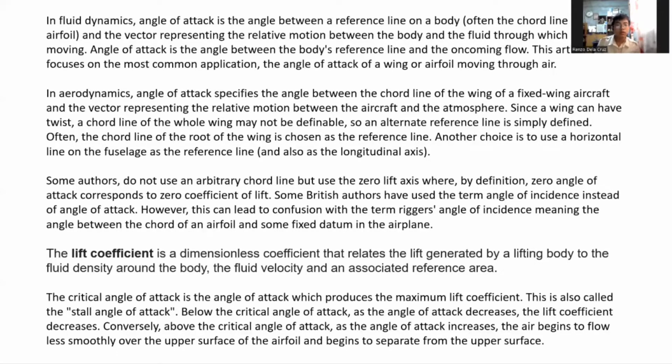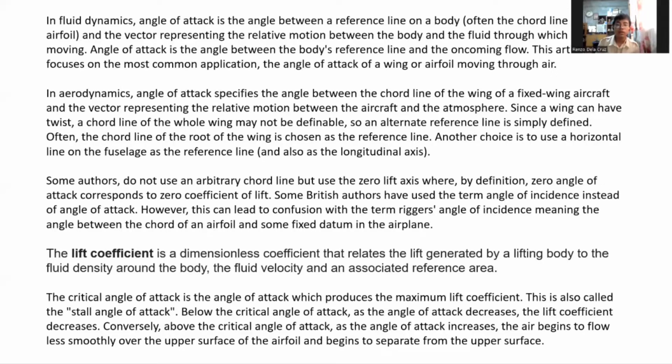So what is the lift coefficient? The lift coefficient is a dimensionless coefficient that relates the lift generated by a lifting body to the fluid density around the body, the fluid velocity, and the associated reference area. The critical angle of attack is the angle of attack which produces the maximum lift coefficient. This is also called the stall angle of attack.